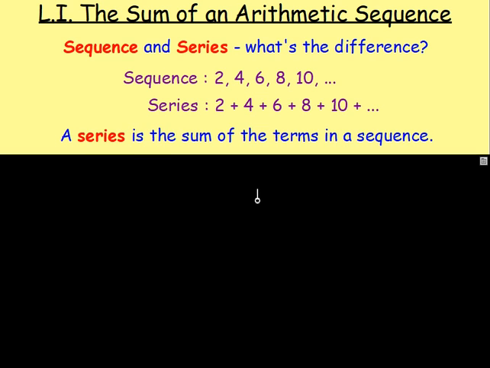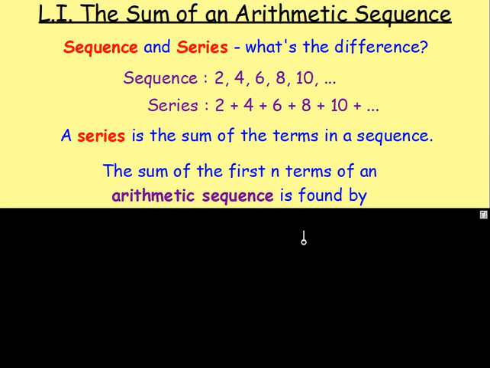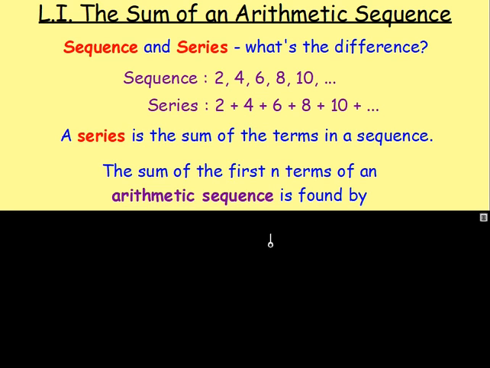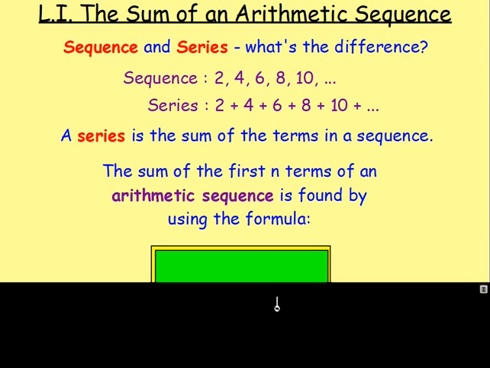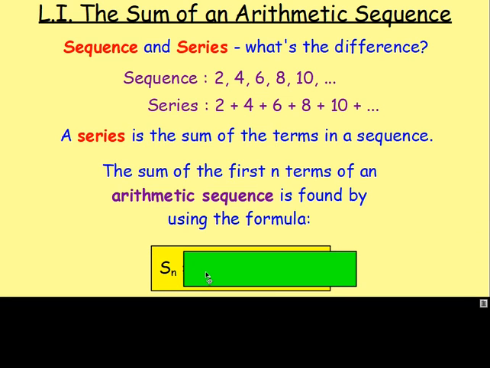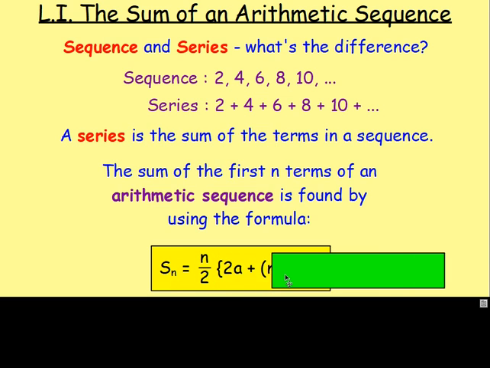What we're going to do just now is find the sum of an arithmetic sequence. In other words, we are finding the sum of the series. The sum of the first n terms of an arithmetic sequence is found by using this formula: Sn, the sum of n terms, equals n over 2 multiplied by 2a plus (n minus 1) times d. That is how you find the sum of the first n terms.